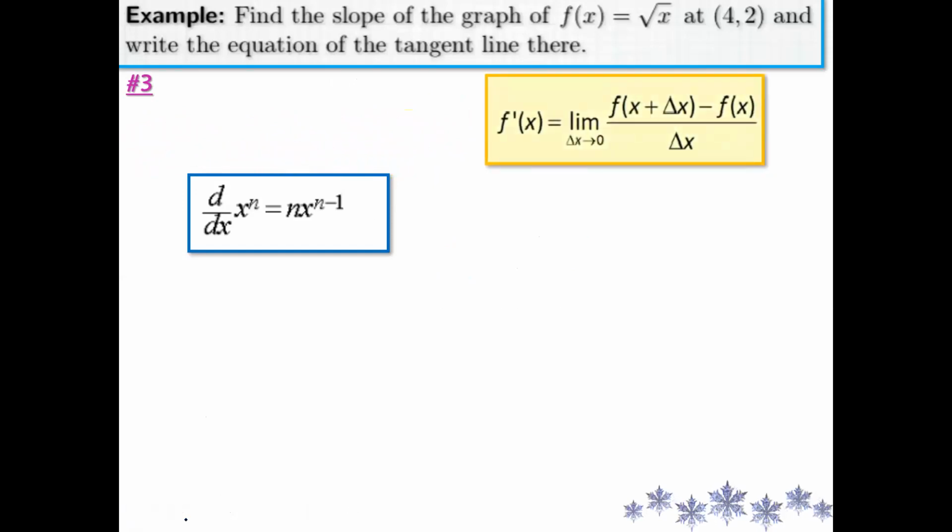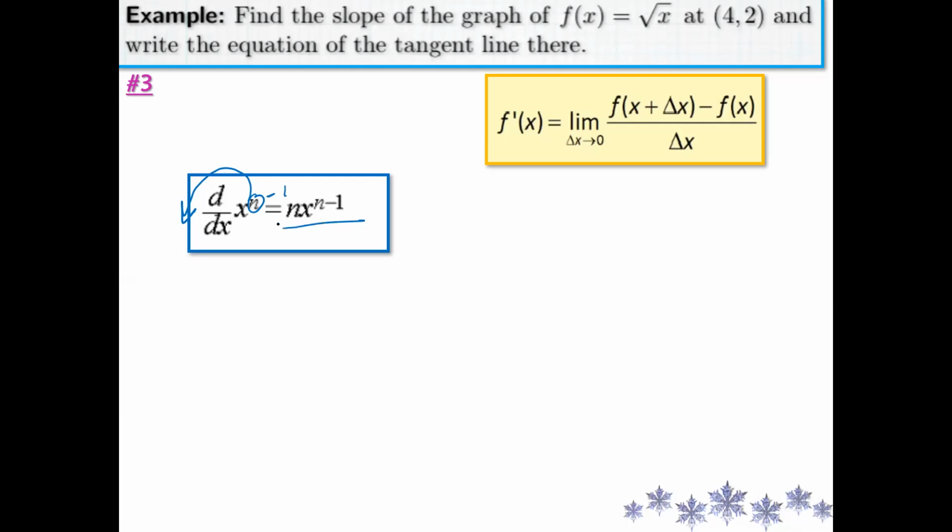So here we go. Let's try the power rule. The power rule is that the derivative of x to the n, where n stands for power, is going to be: you need to move that power down in front of the x as a factor, and then it's going to be that n power minus 1.